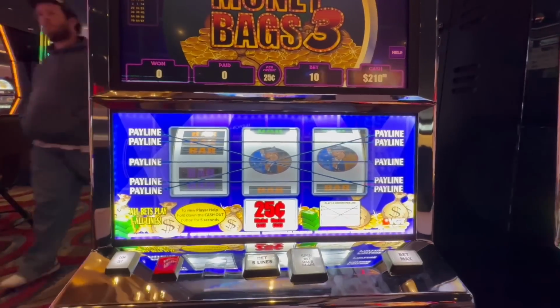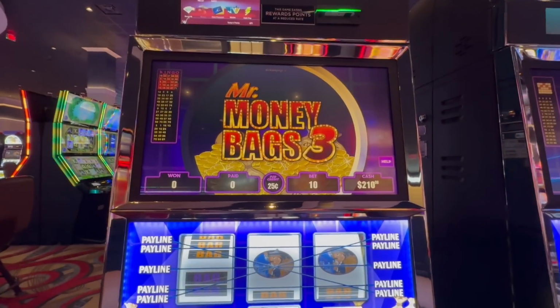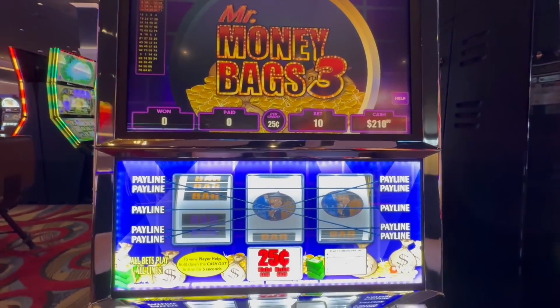It is a 5-line, 3-reel Class 2 game. Mr. Moneybags 3 or 2, and it also comes in Hot Red Ruby 2 or 3.